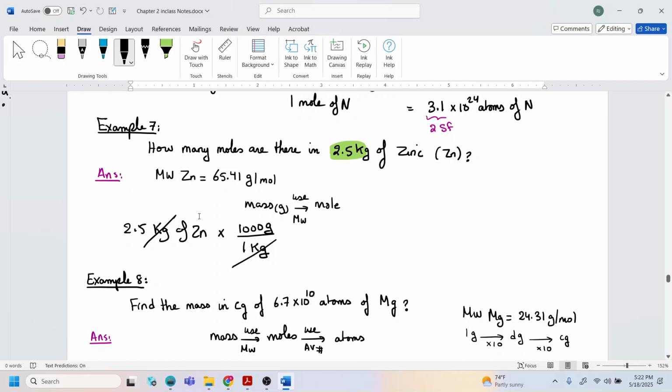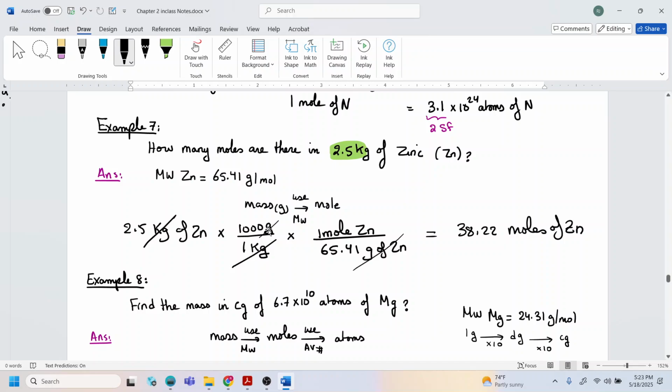So now I am in the mass in grams, right? So I'm going to use the molecular weight of zinc. This is from the periodic table. And I'm going to get the moles. Here you go. I want the moles to be in the numerator because this is what I want. And 1 mole corresponds to that much mass of zinc in there. So this is the grams in there. And the answer is going to be 38.22 moles of zinc. Okay, this is just a conversion factor.